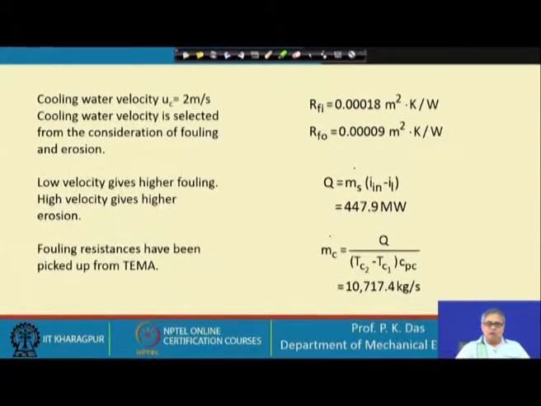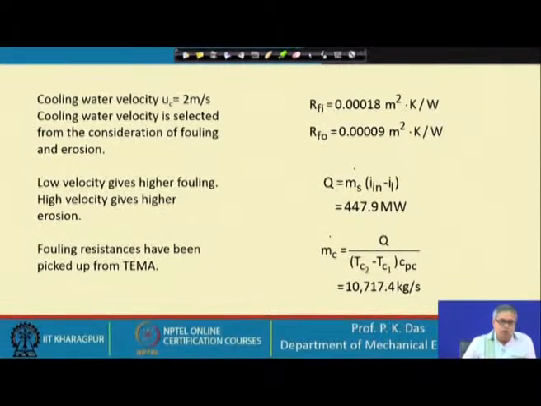So, based on all these considerations, we have to select the velocity. And again I have told that the designer is an experienced one, or he has good knowledge, or he has access to handbooks, codes and standards. So, from here a velocity can be picked up. Selection of velocity is very important, because the inside heat transfer coefficient is also dependent on velocity. So, let us work with a velocity of 2 meter per second.